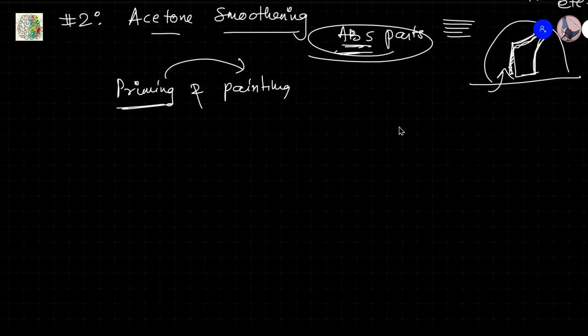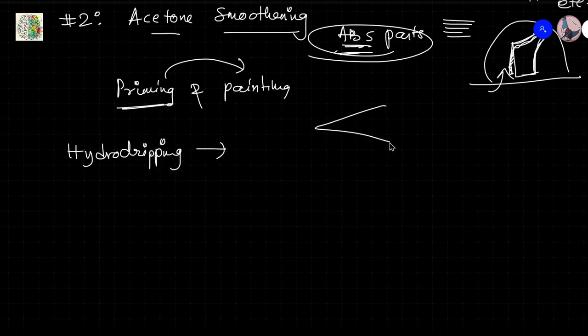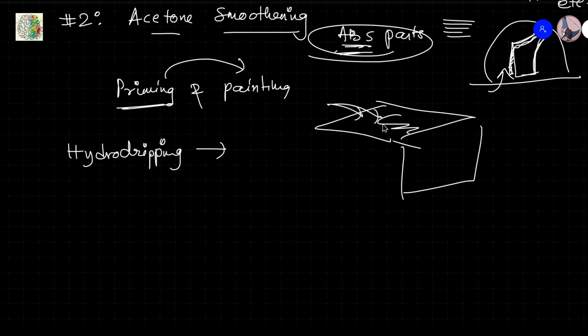Then hydro dipping is another thing. Now, hydro dipping, you might not know what happens. There is a container, and in that container there are some liquids. On this liquid, we spray paint. So this paint stays on the water only, and then we dip the part. So this paint sticks on the part.